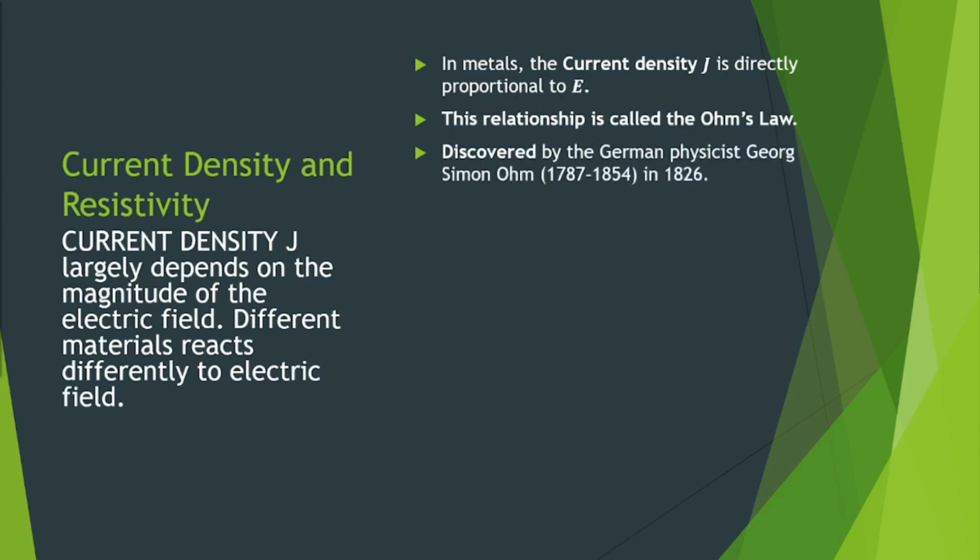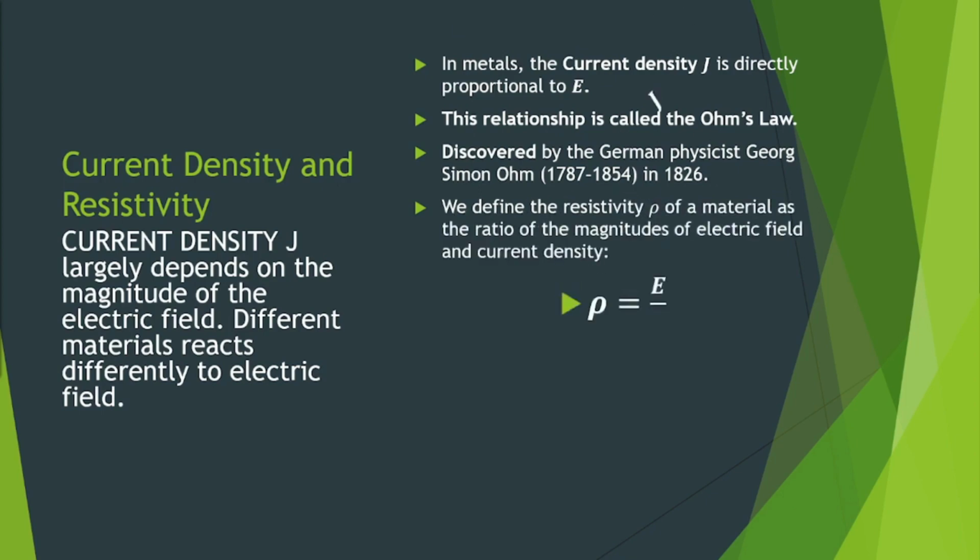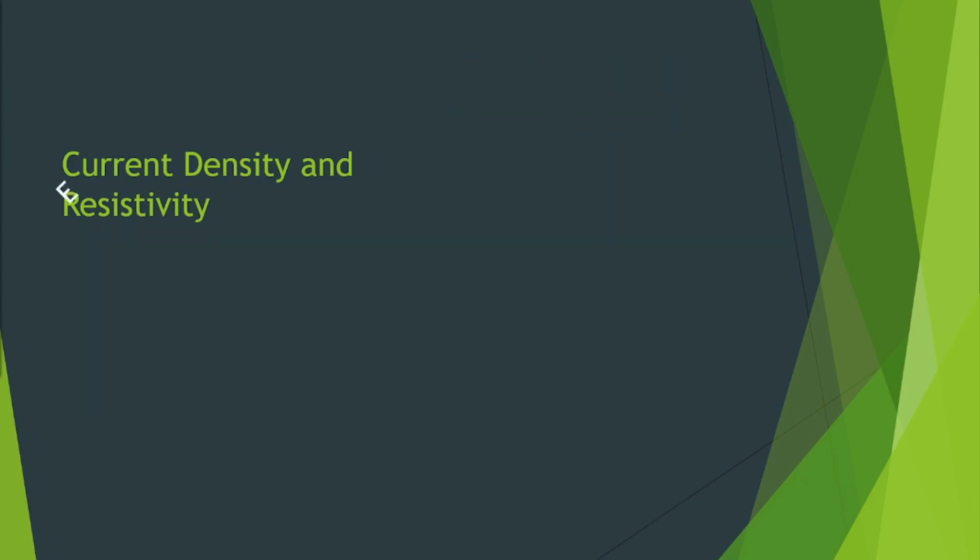We define the resistivity ρ of a material as the ratio of the magnitudes of electric field and current density. We have a formula for the resistivity: ρ is equal to E over J. The electric field E is found using the equation ρ times current density J. We know that energy is lost during collisions.